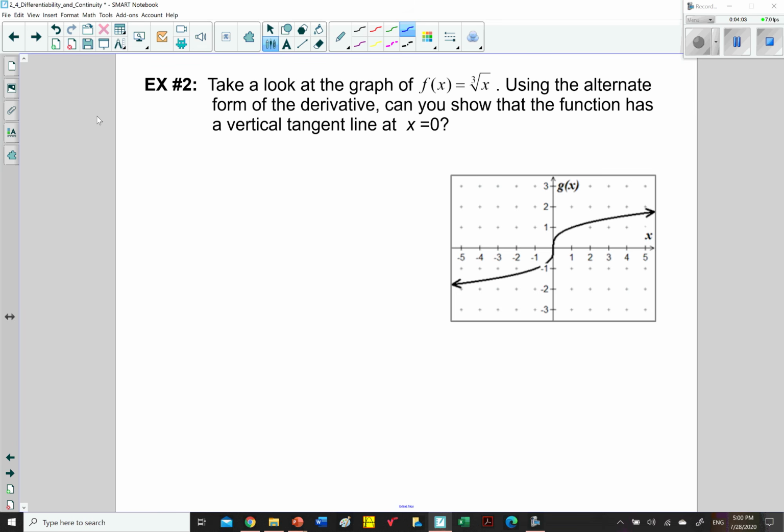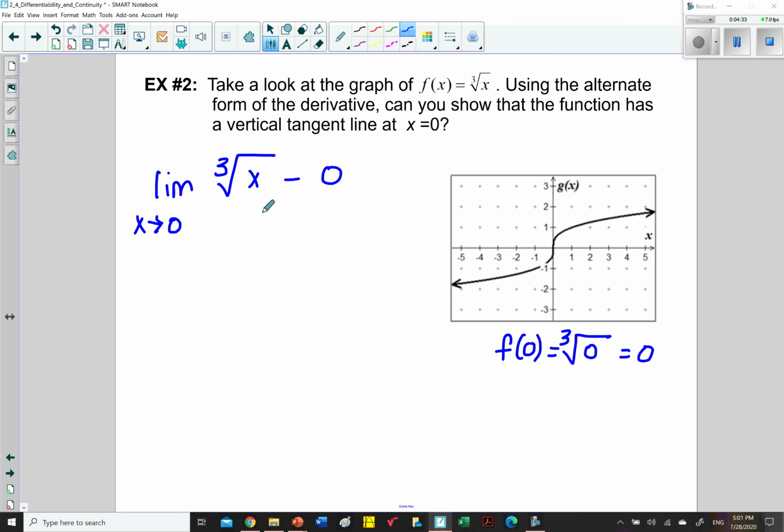Take a look at the graph of the cube root of x, and using the alternative form of the derivative, can you show that the function has a vertical tangent line at 0? Well, the alternative form would be the limit as x approaches 0 of the cube root of x minus f of 0, which is going to be 0, divided by x minus 0. Remember that definition from earlier.